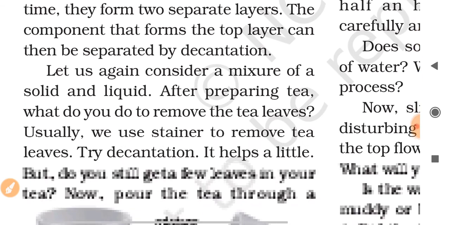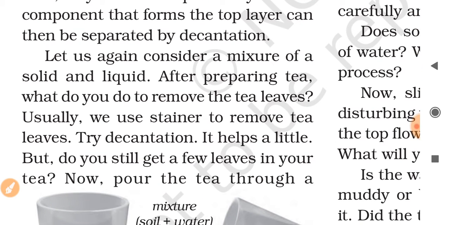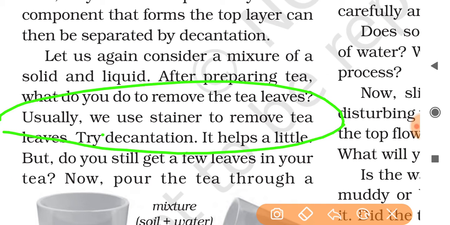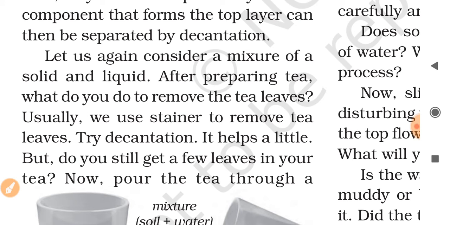Let us again consider a mixture of a solid and liquid. After preparing tea, what do you remove? The tea leaves. Usually we use a strainer to remove tea leaves. You easily see this process in your home also. Try decantation, it helps a little, but do you still get a few leaves in your tea? If a strainer is not available at home, you easily see that this process is done by your parents also.